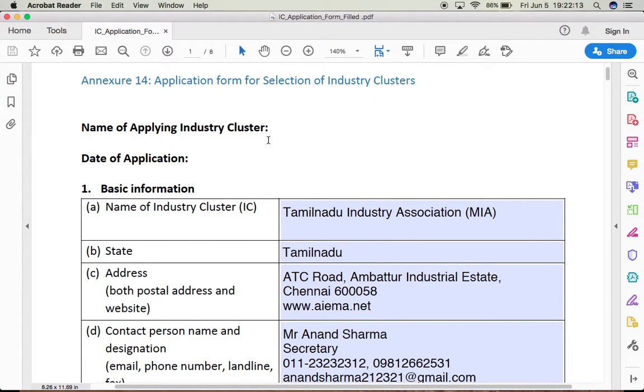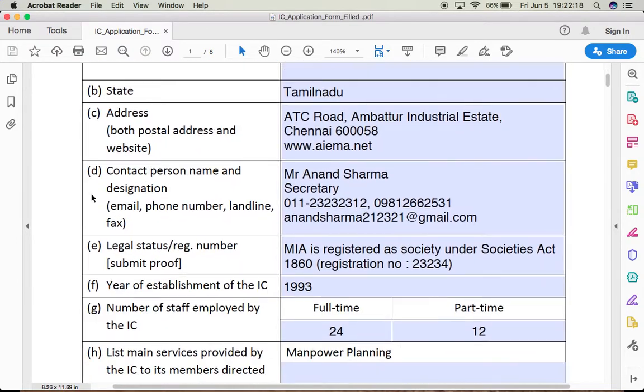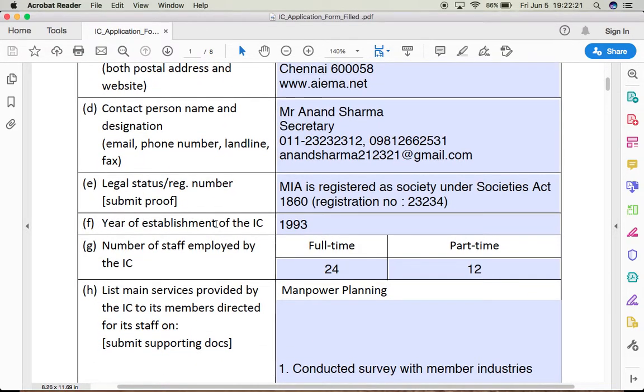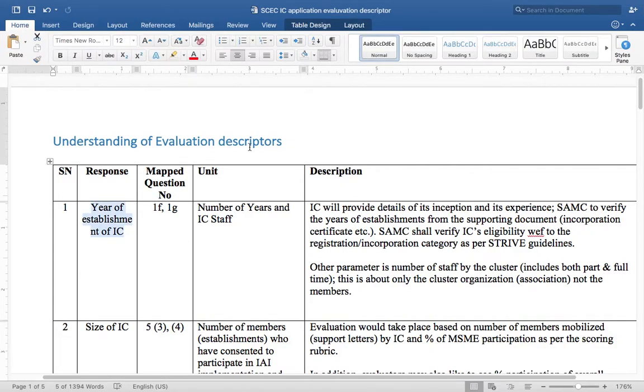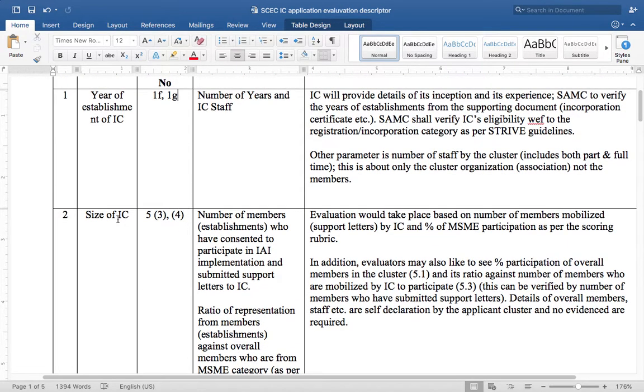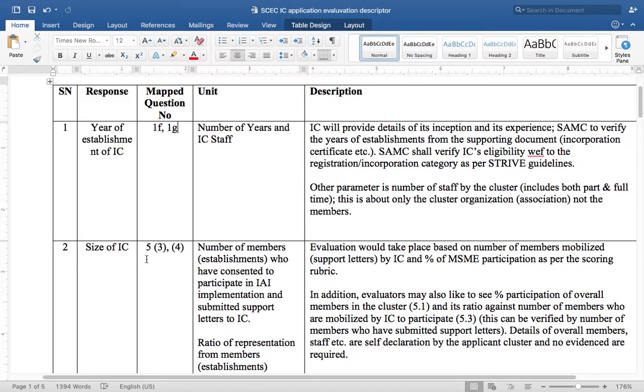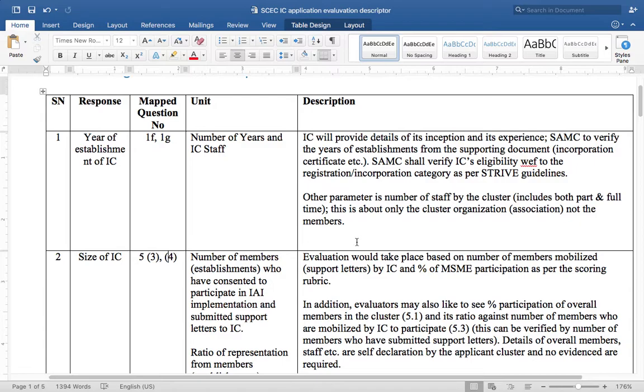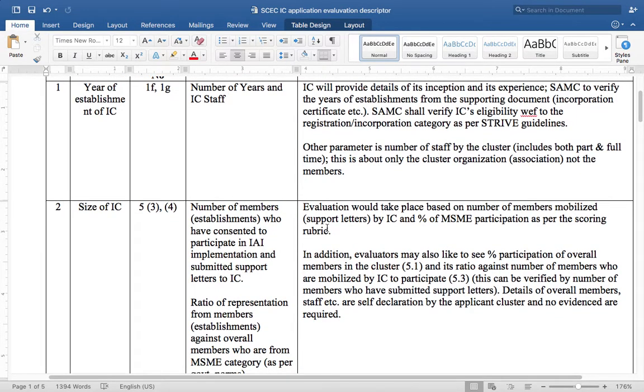So here is an application form for a quick review. Question number 1, part F. 1F is year of establishment and 1G is number of staff employed by IC. This is where the evaluator descriptor comes into the picture. It maps each evaluation category with a particular question in the IC application. Now let's take another example, size of IC. It is mapped with question number 5.3 and 5.4. Let's see the description for understanding. What does the description say?